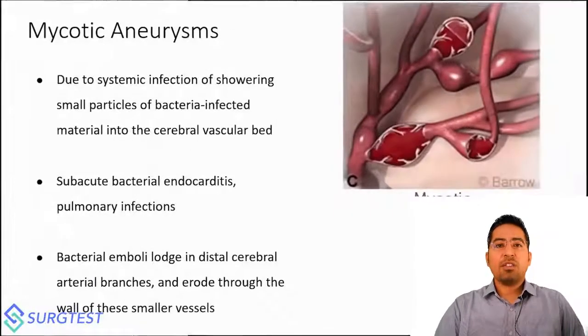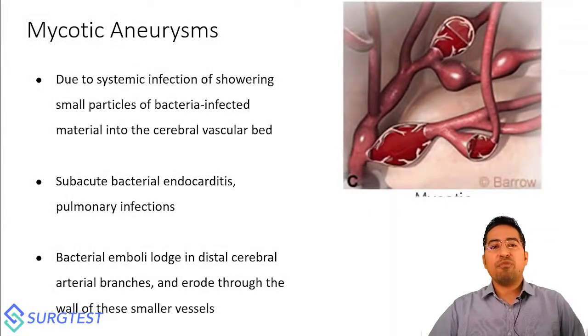So mycotic aneurysms are the aneurysms which are due to infective causes. Any systemic infection which results in showering of small bacterial particles will come to the vascular bed in the distal arteries, where they will start vasculitis changes and damage the vessel walls. This will cause vessel wall dilatation, and that is called a mycotic aneurysm.